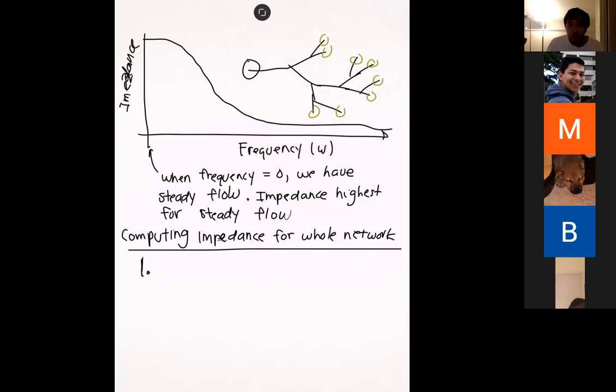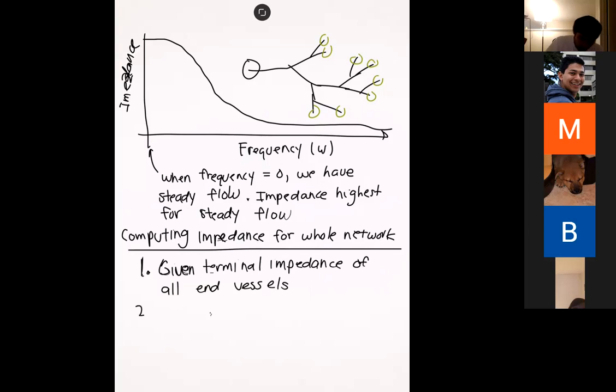All right, so step 1. So step 1 is, you have to be given the terminal impedances of all the end vessels. Right. And so we're basically going to be starting at the ends of the tree and working our way forward. Okay. All right.